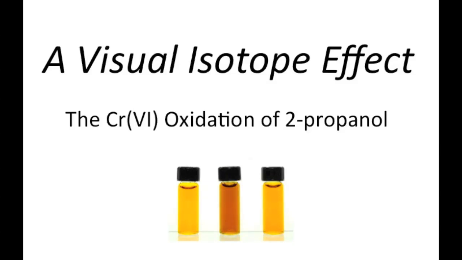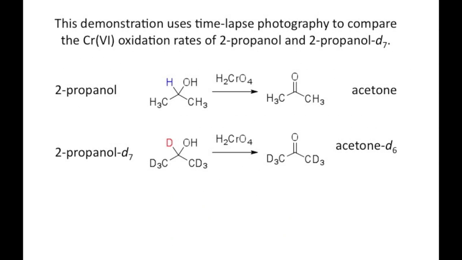A visual isotope effect, the chromium-6 oxidation of 2-propanol. This demonstration uses time-lapse photography to compare the chromium-6 oxidation rates of 2-propanol and 2-propanol D7.